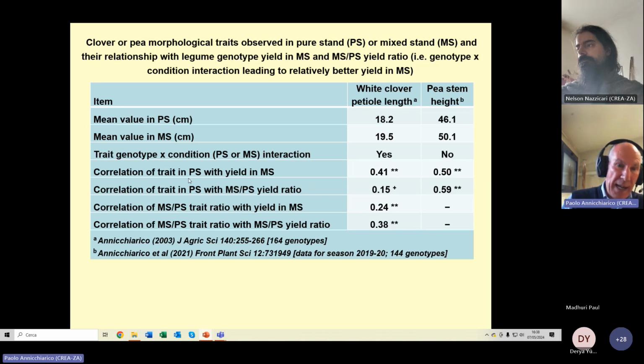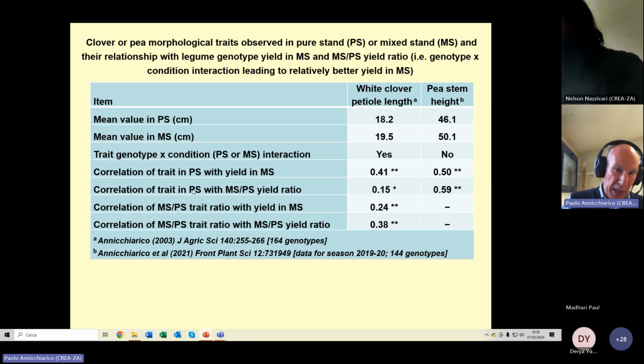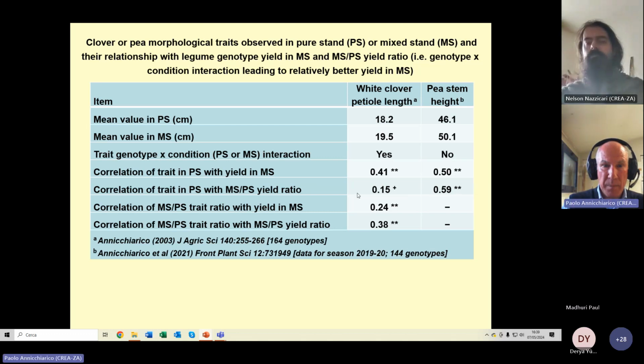The correlation of the trait in pure stand with yield in mixed stand is high anyway for both. And in addition, the correlation of the trait in pure stand with this mixed stand to pure stand yield ratio, that is, this ability to go relatively better in mixed stand, is still significant and particularly important here. Now, we can consider a mixed stand to pure stand trait ratio for these traits only when we have condition by genotype interaction for the trait, that is only here.